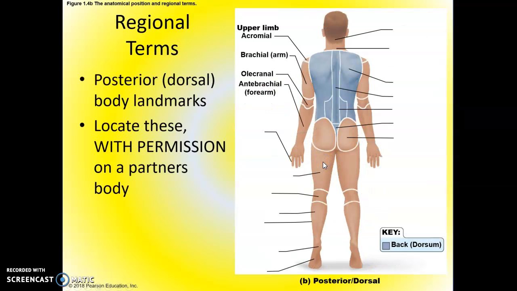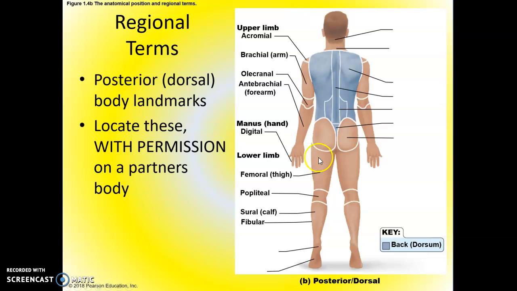And then if we flip it over on the back side, so dorsal is back. If you're working with a partner, make sure that you point these out with permission. Don't go touching anybody without them giving you the okay. So just like the arm in the front, we have the acromial region, the brachial region, the olecranial region, which is the back side of the elbow, and then the antebrachial region is the same front and back, and we have the manus in the hand. That's the same front and back there.